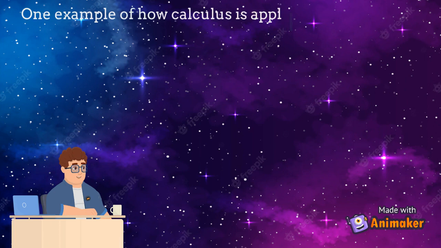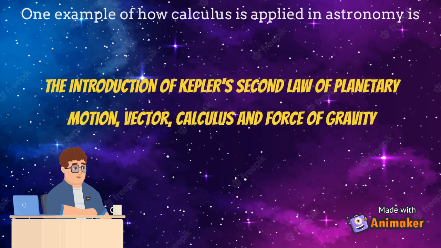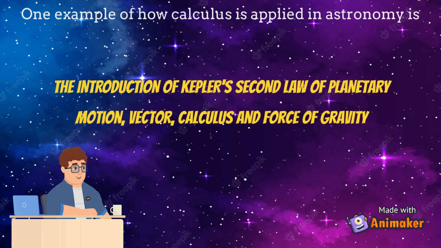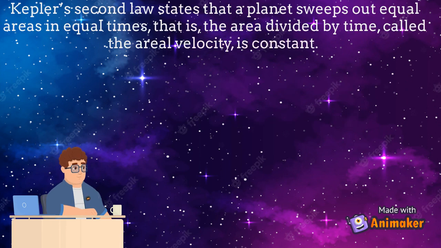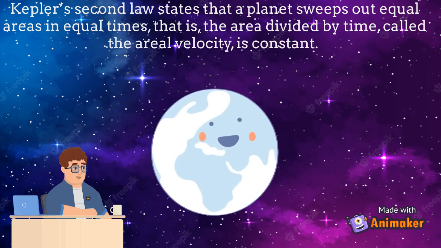One example of how calculus is applied in astronomy is the introduction of Kepler's second law of planetary motion, vector calculus, and force of gravity. Kepler's second law says that a planet sweeps out equal areas in equal times, that is, the area divided by time, called the areal velocity, is constant.